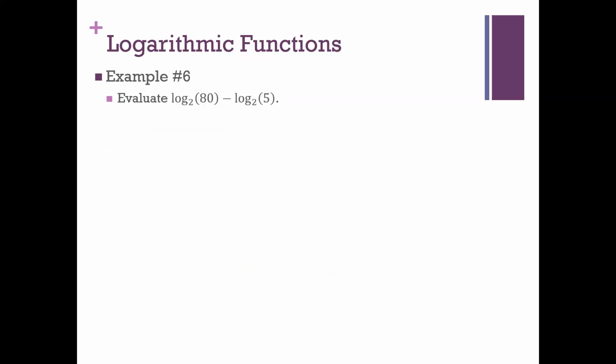So I want to evaluate this thing. By the end of this, I'll be able to just give back a number. But based on the laws we just looked at, how can we start simplifying this? Okay, so log base 2 of 80 over 5, which is equal to the log base 2 of 16.